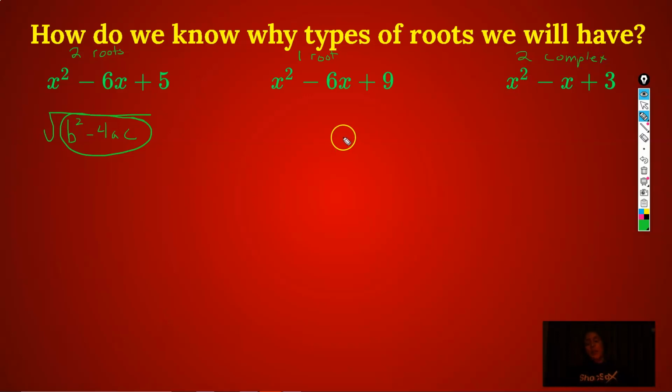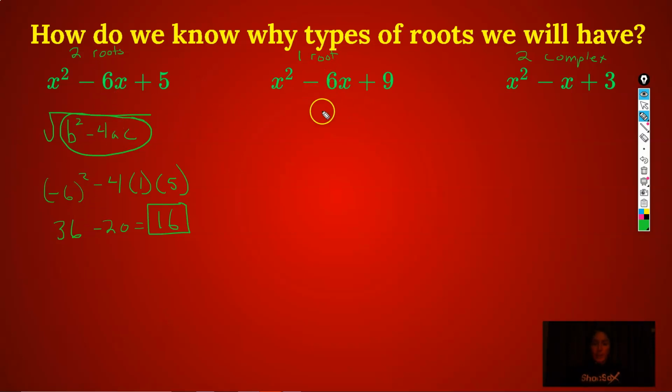So let's look at what the discriminant looks like for each of these and see if we can figure out a pattern. So the discriminant for this guy, so b squared, so negative 6 squared minus 4 times 1 times c, which is 5. So let's see, this is 36 minus 20, so 16. Okay, so the discriminant of our first quadratic was 16. And this had two roots, two real roots.